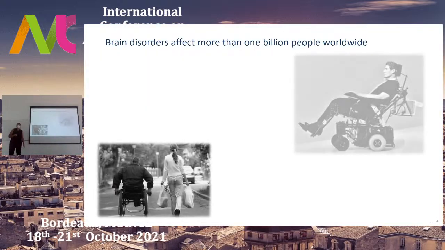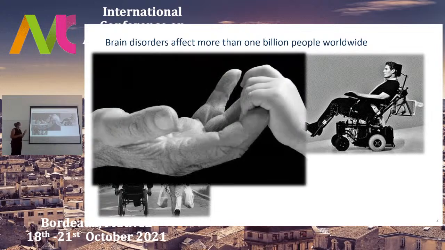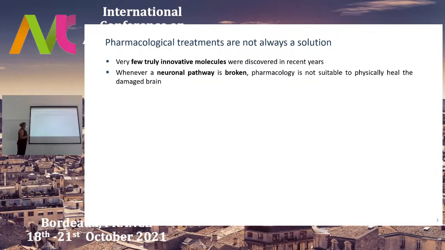Maybe you don't know that brain disorders affect more than 1 billion people worldwide. And actually, this number is likely to increase in the next years due to the aging of the population. If we want to quantify the impact that brain disorders have on the population, we can use this metric that is called DALY, which stands for Disability Adjusted Life Years, which are the number of years that a person loses because of a disability. As you can notice, the DALY is the highest for neurological disorders. It means that there is the necessity to find solutions for treating this type of pathologies.